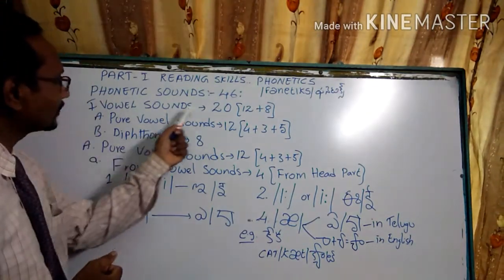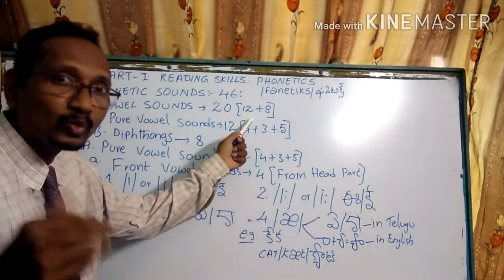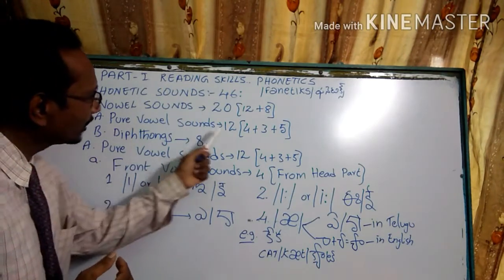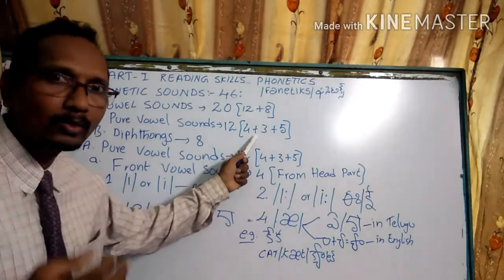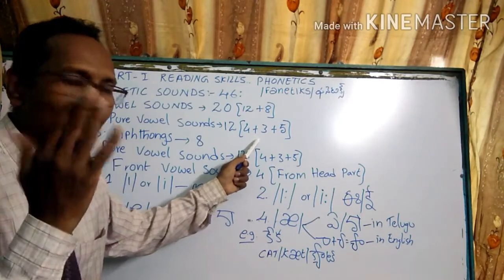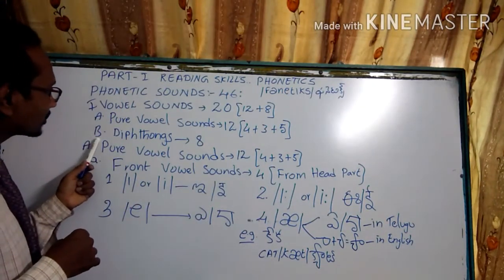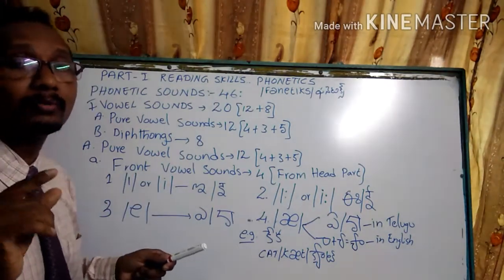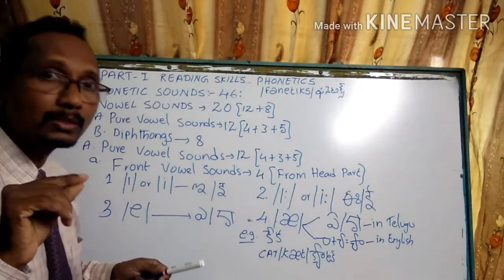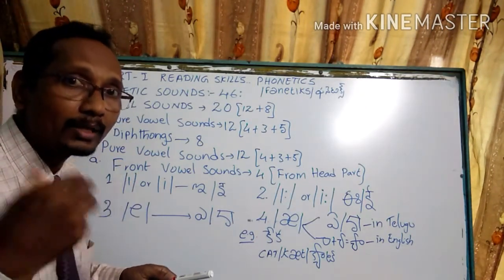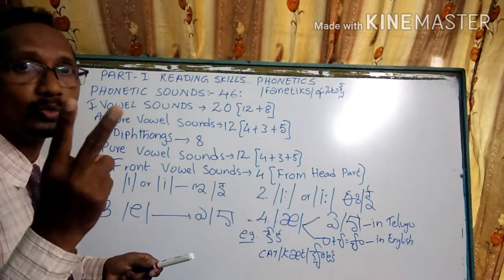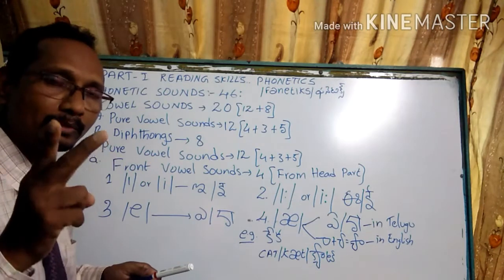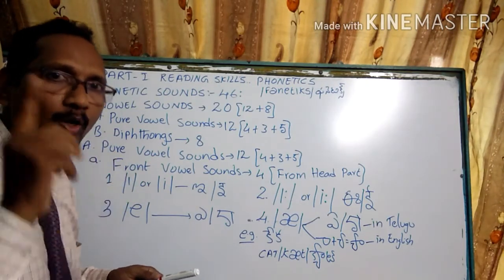Coming to the vowel sounds, we have 20. They are divided into 12 and 8. The 12 are known as pure vowel sounds, and they are again divided into 4, 3 and 5. Coming to the second section, diphthongs, they are 8. In Telugu we call it swara dvaya sandhulu. So 2 sounds are added, and individually we take them as added into 1.